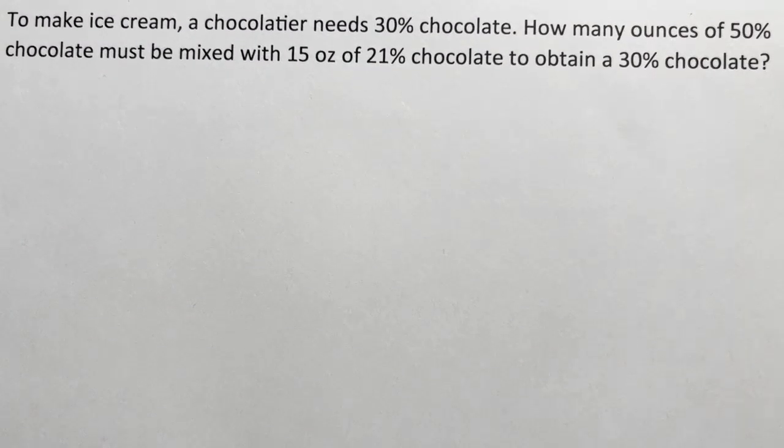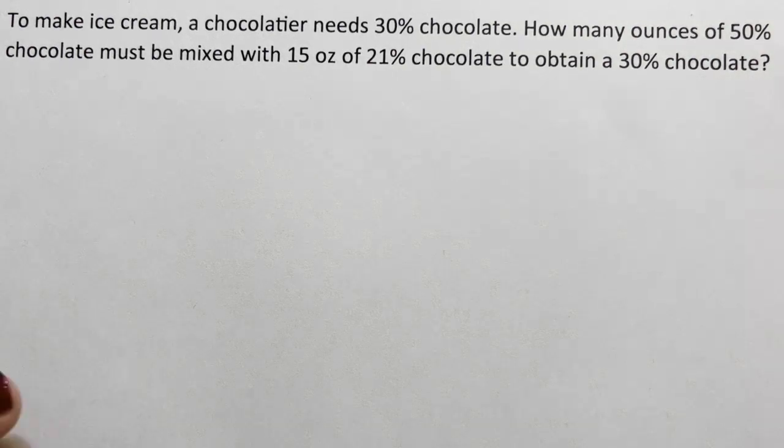Today I'm doing a series of videos on system of equations and their applications. To make ice cream, the chocolatier needs 30% chocolate. It seems low, but that's okay. How many ounces of 50% chocolate must be mixed with 15 ounces of 21% chocolate to obtain the 30% chocolate?